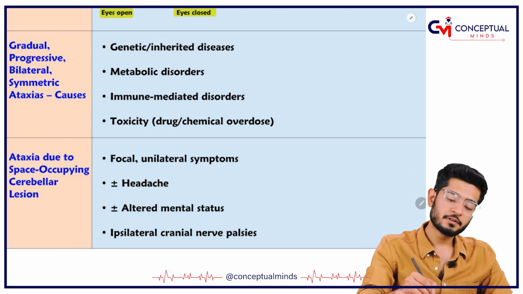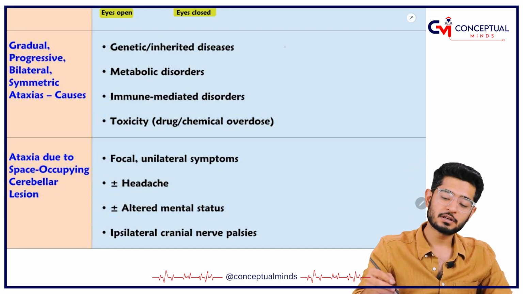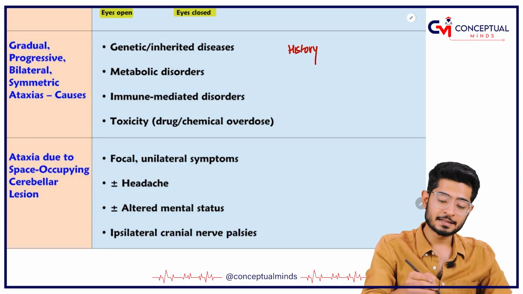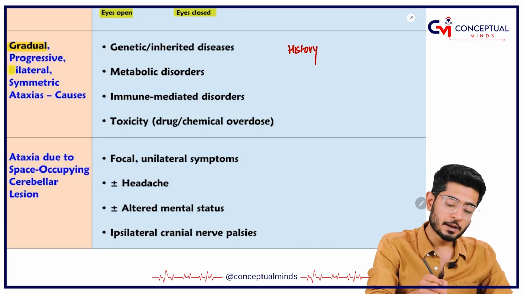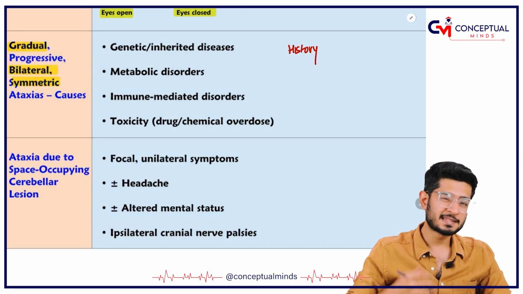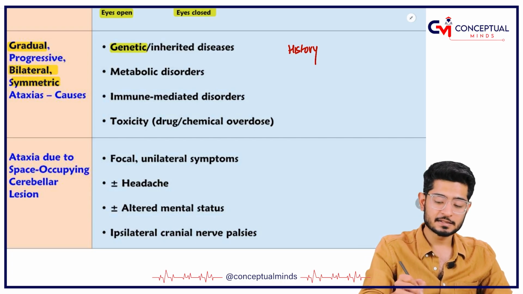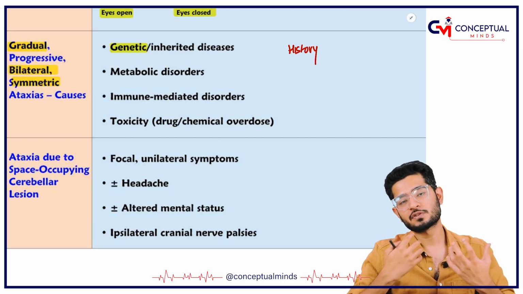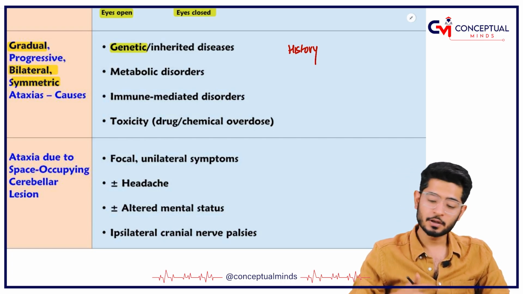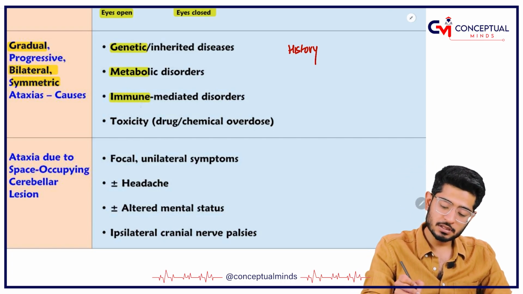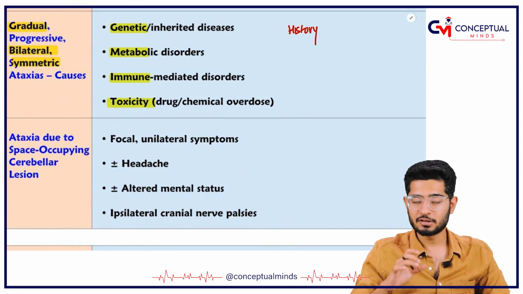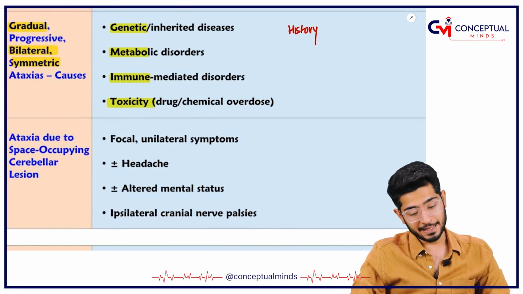Now for example, this is important when it comes to the part of history taking as well. If the symptom of ataxia is gradual, if it is bilaterally symmetrical ataxia, then it can be more of a systemic disease like genetic disease. So genetic disease is something which is going to involve bilateral sides, okay, metabolic diseases, immune mediated diseases, drug toxicity. So all these are going to have bilaterally symmetrical gradual ataxias.